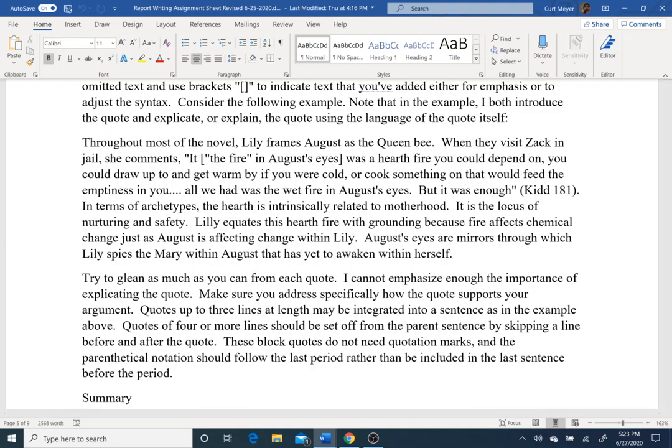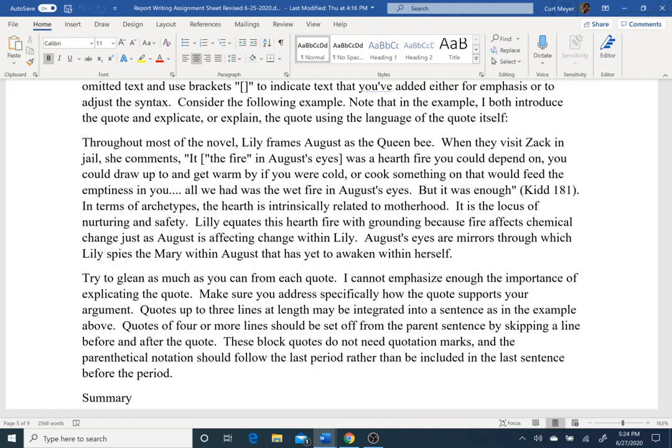Throughout most of the novel, Lily frames August as the queen bee. Pause. Now, this is the point that I'm trying to make here. I've made an assertion. So now I'm going to state something from the text that supports this assertion. Right? When they visit Zach in jail, she comments. Now, comments functions as a signal phrase. Further down in this document, you'll begin to understand signal phrases.